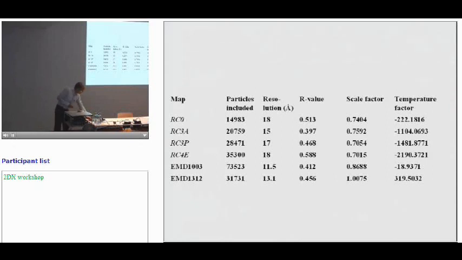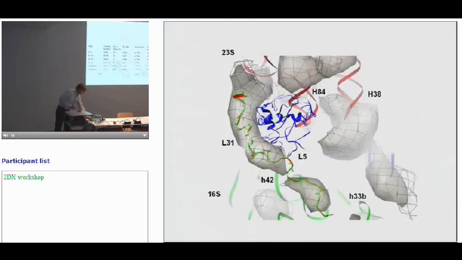And given these refined scale factors and temperature factors, one can calculate difference maps. And I give one example here of the kind of information that could be obtained in this case. Comparing one of our maps to the E. coli structure, it gives a difference map here, which is very clear. And this is at the interface between the two ribosomal subunits.